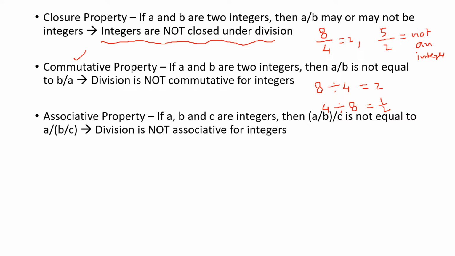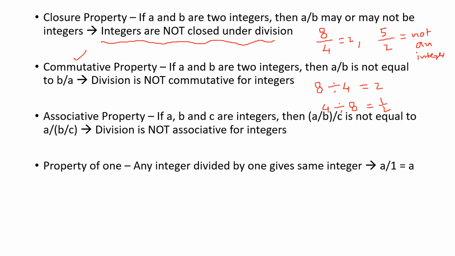Similarly, if we talk about the associative property, where 3 numbers are involved, division is not associative either. You can verify with some examples. We will do some verification in the exercise, right?